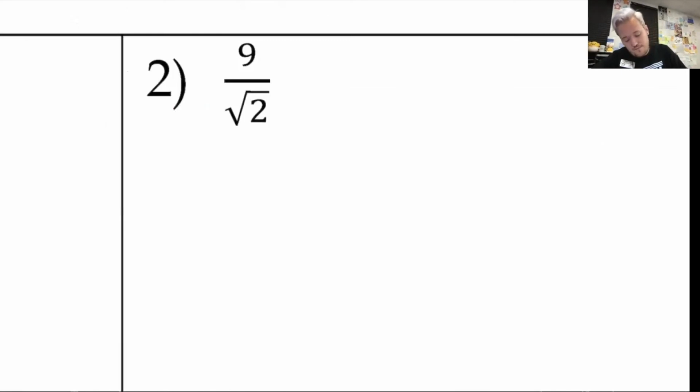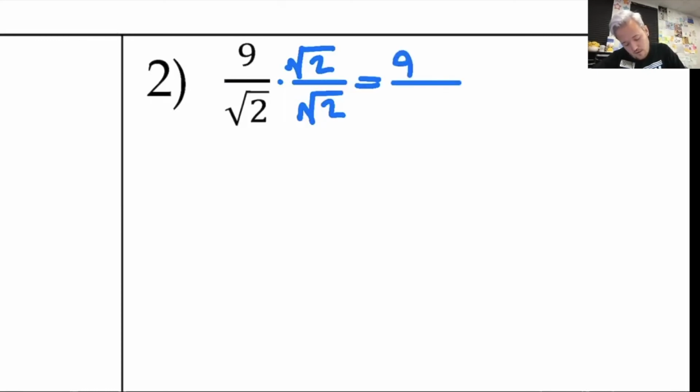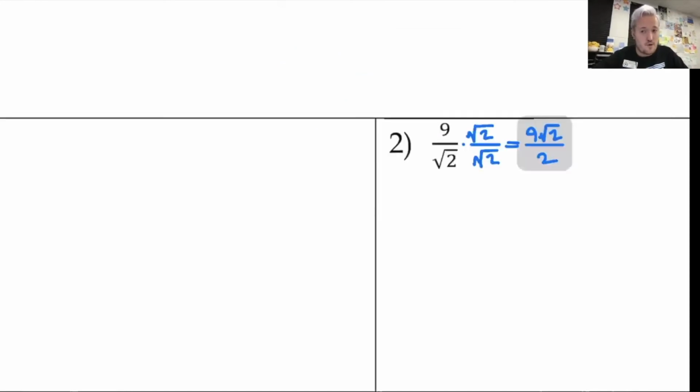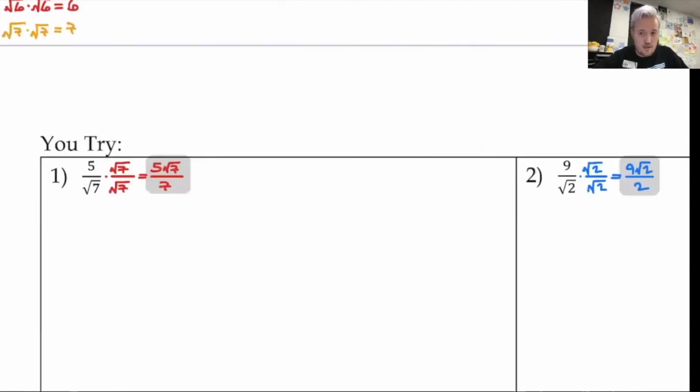Number 2. I'm going to multiply by the radical value in the denominator, so the square root of 2 over the square root of 2. Then multiply across, so 9 root 2 all over 2. The fraction cannot simplify, so this is our final answer. Some of these problems go by pretty quick. Some of them will not. So sorry, but also not sorry.